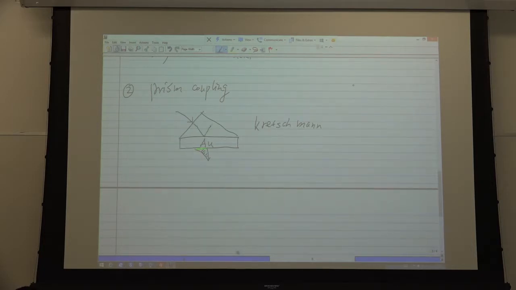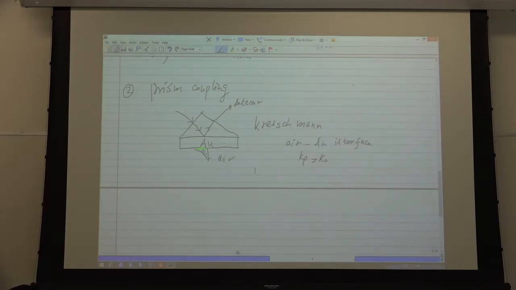Photoreflective, reflecting back, some detector. Okay, so if you want to excite the surface plasmon at the air and Au interface, the K rho should be larger than K zero.